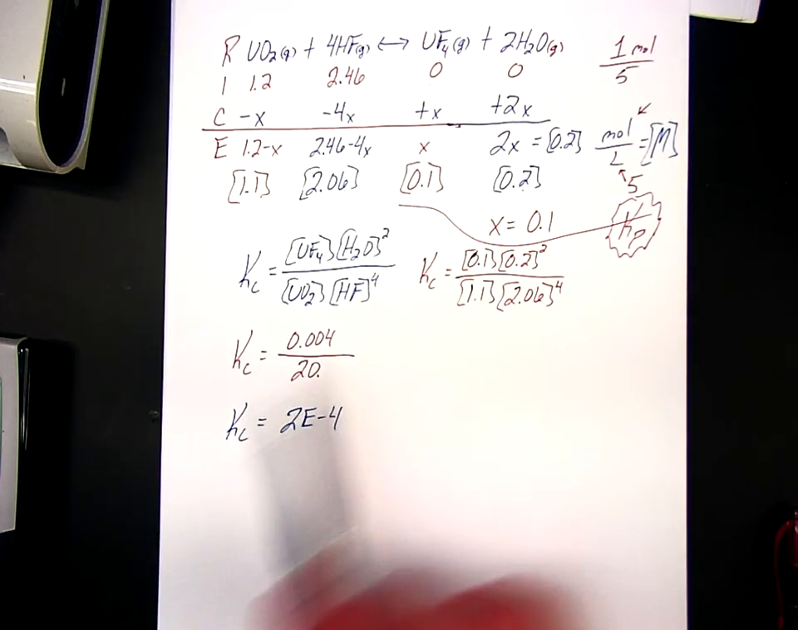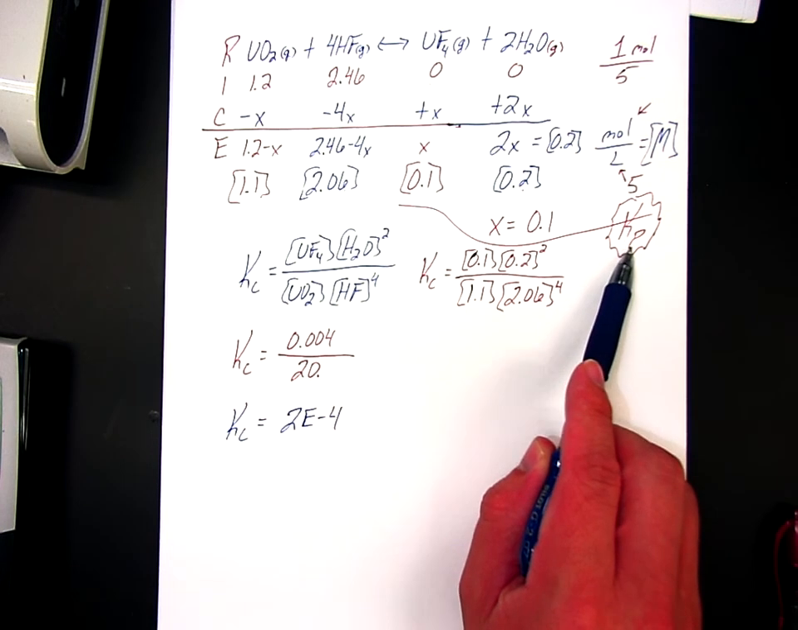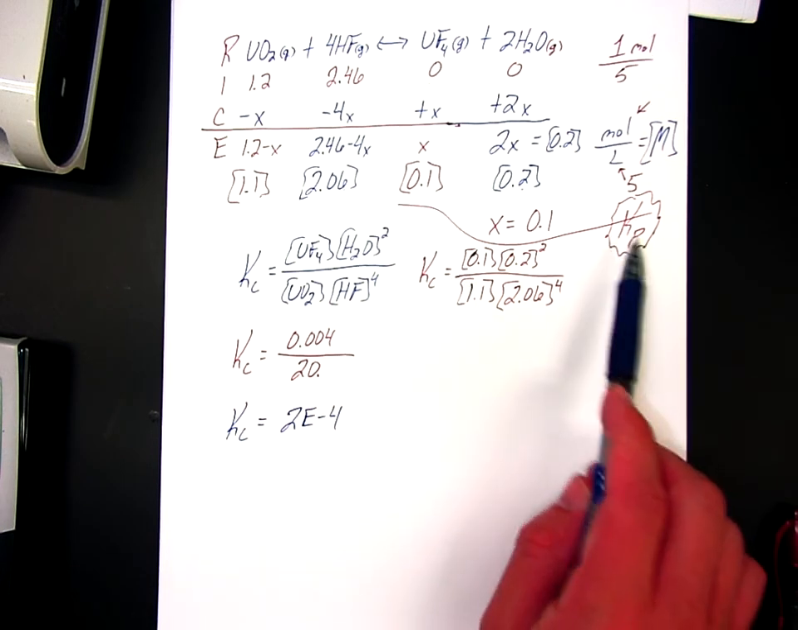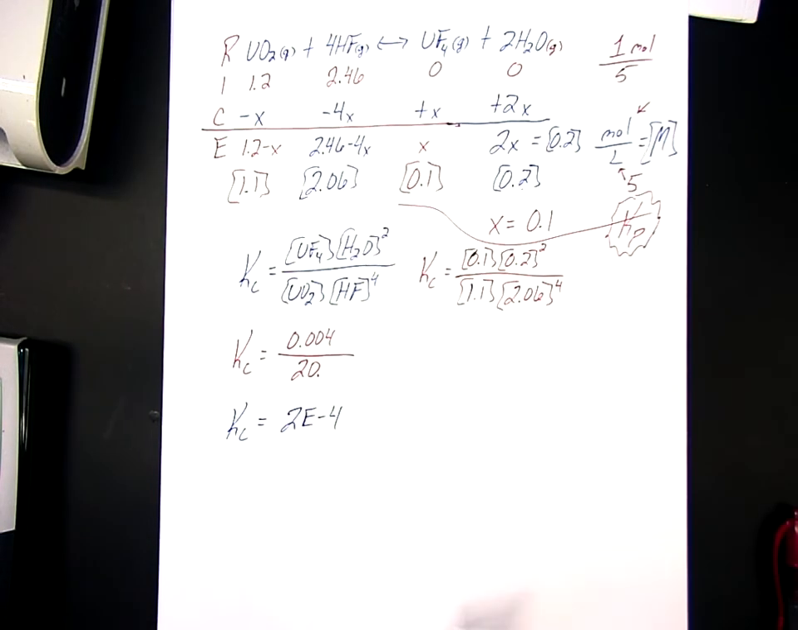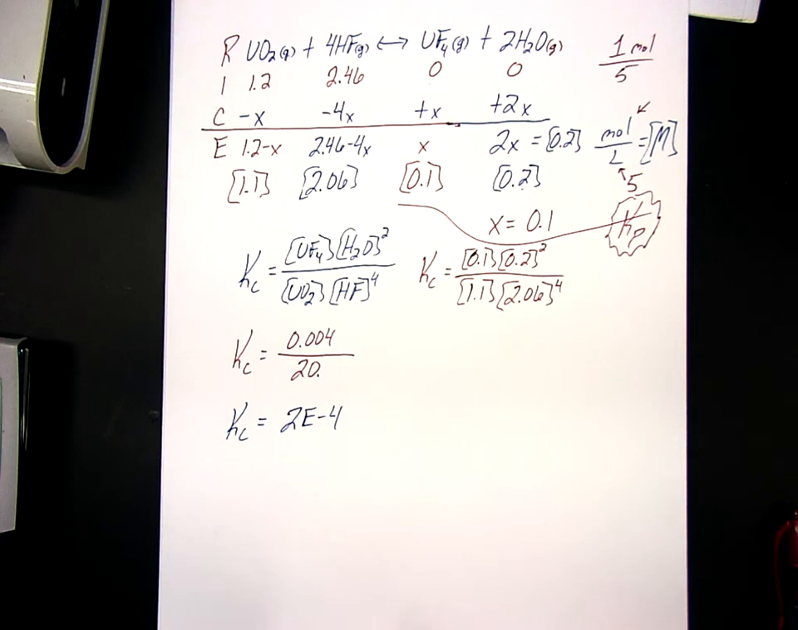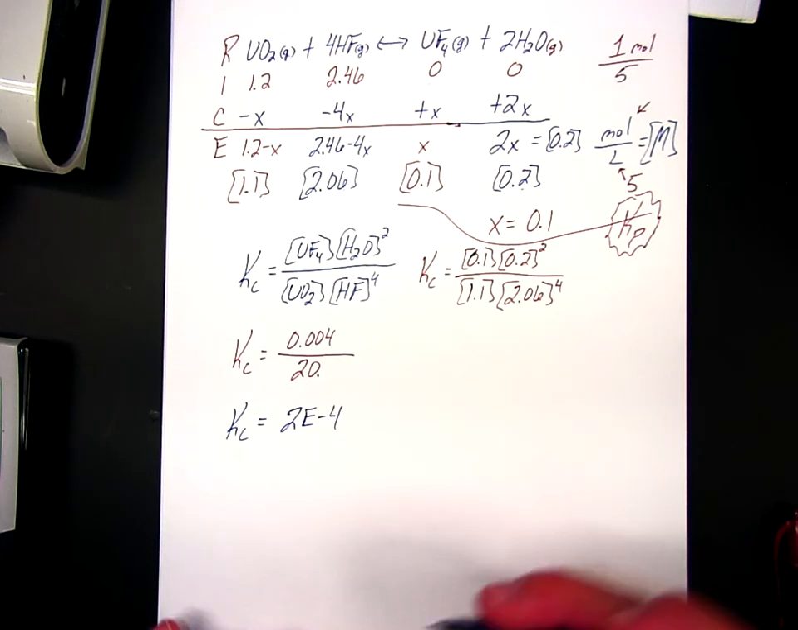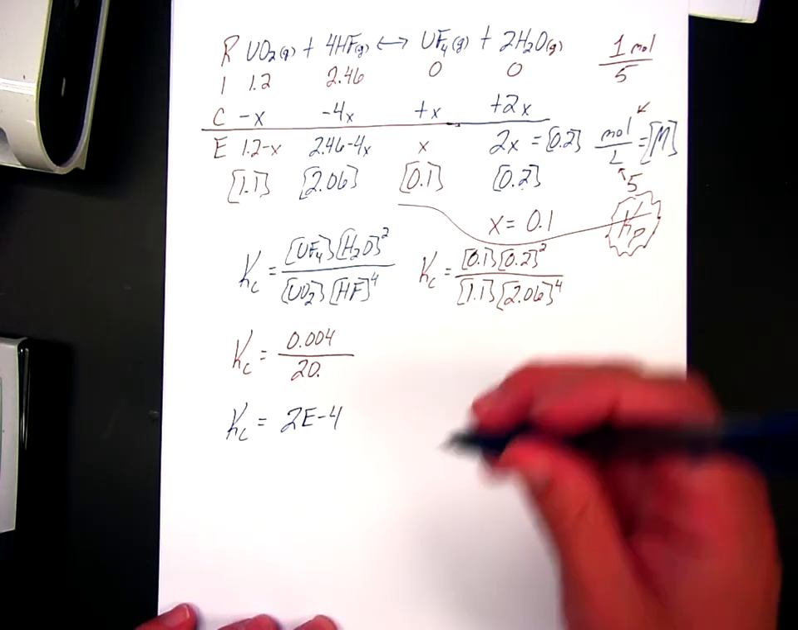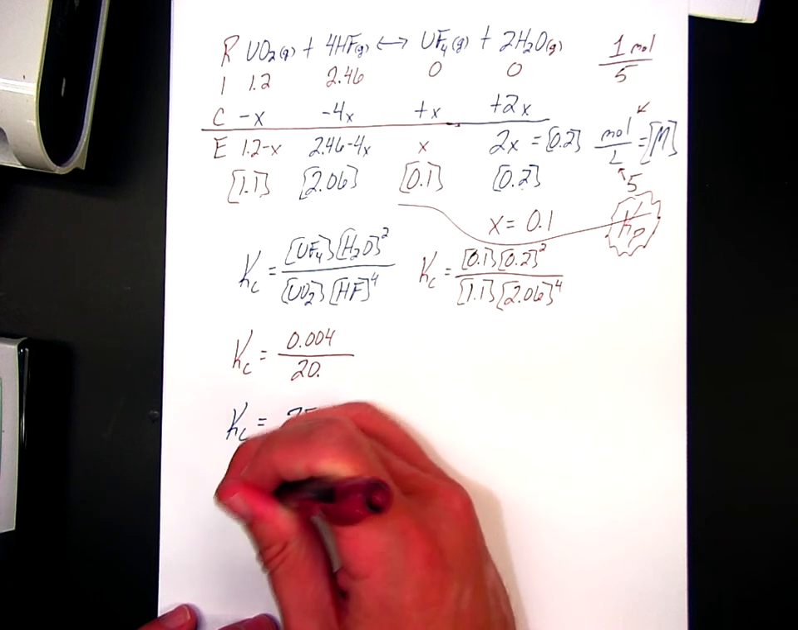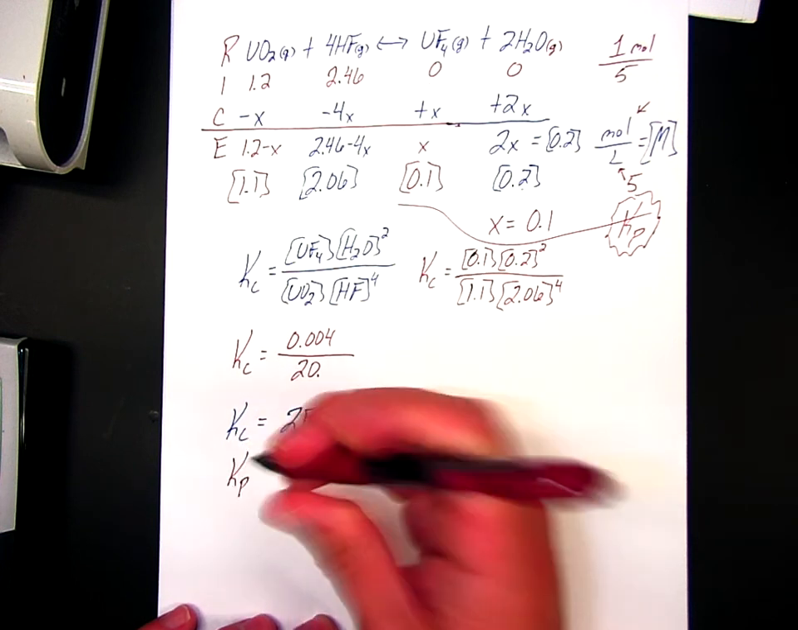Now, if it wanted Kc, that would be good, but it wants Kp. And remember, we can only get Kp from pressures, and it did not give us pressures. That's why there's the disconnect there. But we know that we do have this equation for converting between Kc and Kp. So we can plug and chug into there.